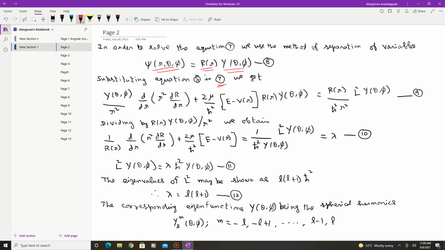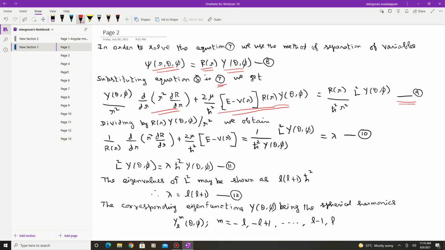Now if we substitute this equation 8 in the above equation 7, then equation 7 reduces to Y of theta comma phi divided by r square, d by dr of r square dR by dr. So Y is a function of theta and phi. So you will get this term: Y of theta comma phi times the radial part, equal to R of r divided by h cross square r square times L square Y of theta comma phi. So if we substitute equation 8 in equation 7, you will get equation 9.